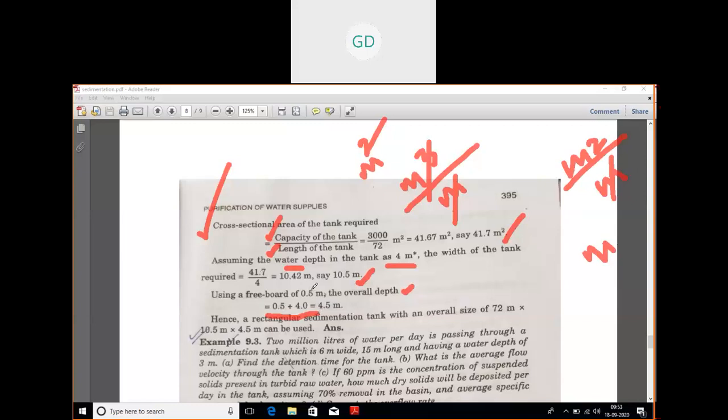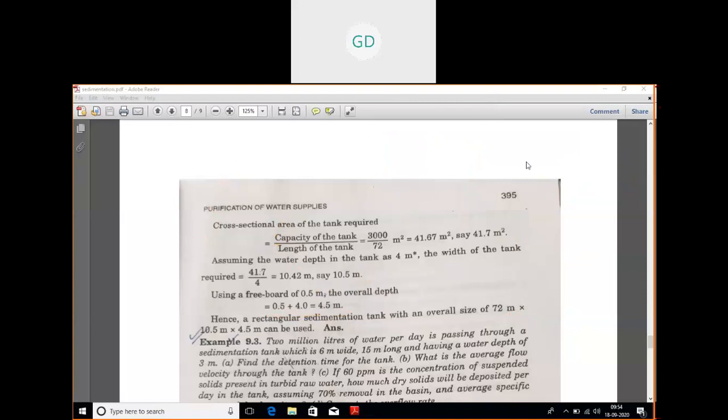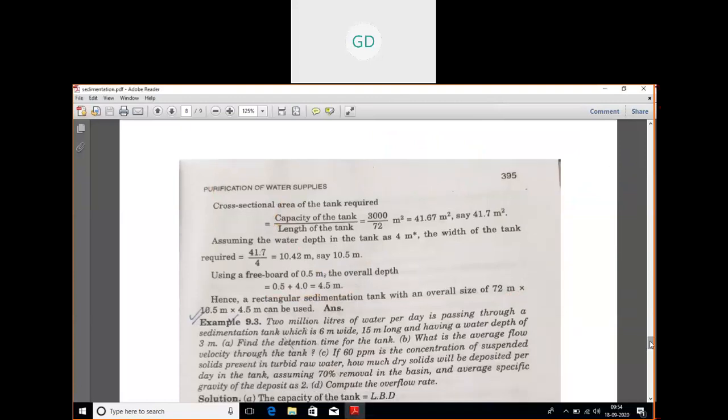So here they are taking it to be 0.5, and they are adding it to the depth which they have assumed, that is 4 meter. So the total they have got is 4.5 meter. Now they have got a rectangular sedimentation tank whose sizes are 72 meter length, 10.5 meter width, and 4.5 meter required depth of the tank. Okay, for now you can take a screenshot, or if you're writing, then you can write.